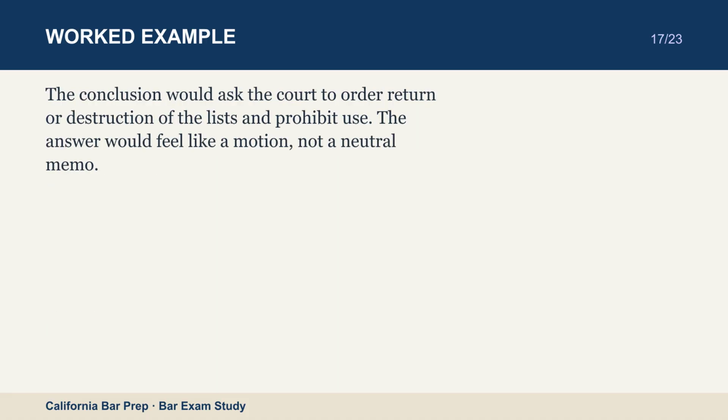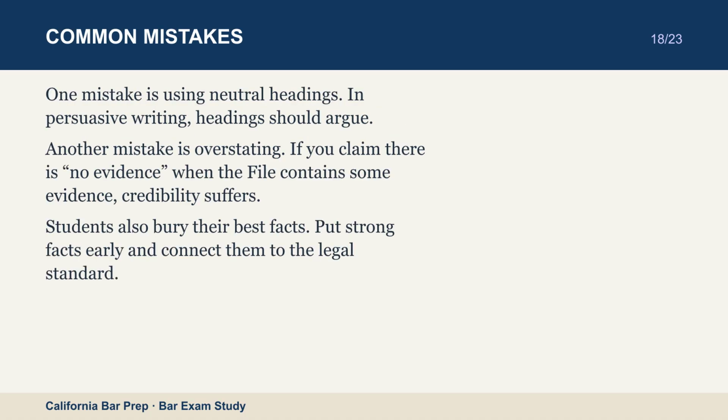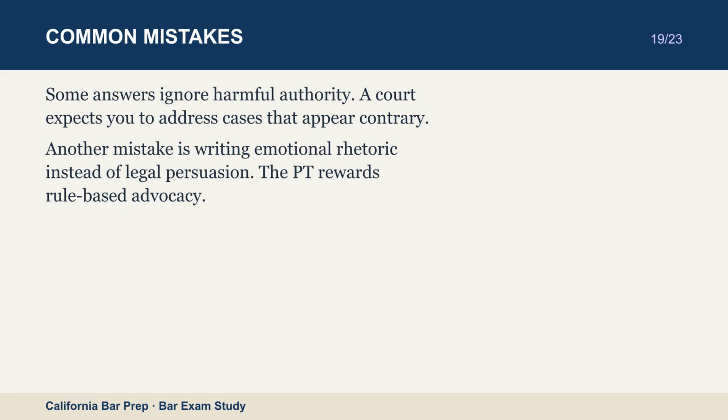One mistake is using neutral headings. In persuasive writing, headings should argue. Another mistake is overstating. If you claim there is no evidence, when the file contains some evidence, credibility suffers. Students also bury their best facts. Put strong facts early and connect them to the legal standard. Some answers ignore harmful authority. A court expects you to address cases that appear contrary. Another mistake is writing emotional rhetoric instead of legal persuasion. The PT rewards rule-based advocacy.